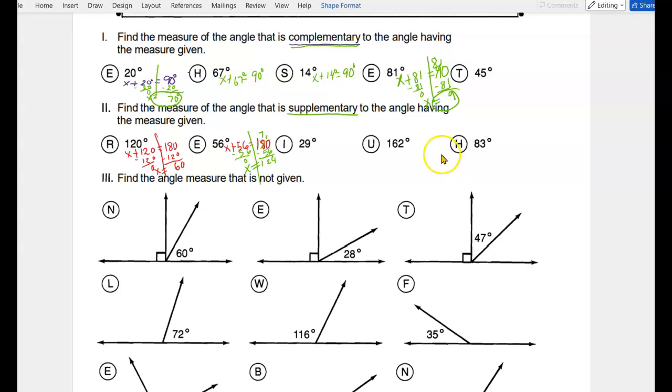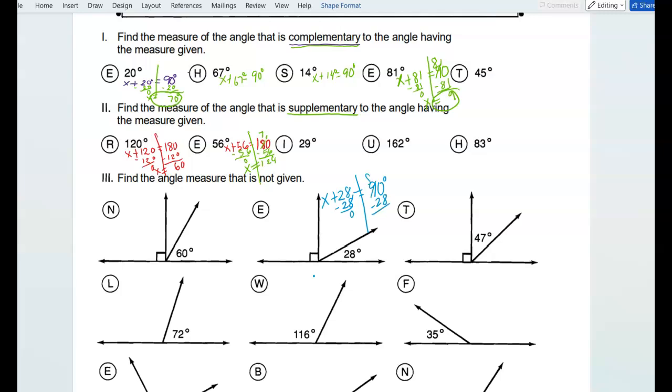So let's take a look at E. It is a complementary angle. We can see 90 degrees here, so we set it equal to 90 degrees. We always add angles. X plus 28 equals 90. Let's draw our vertical line. The inverse or opposite of addition is subtraction, of course.